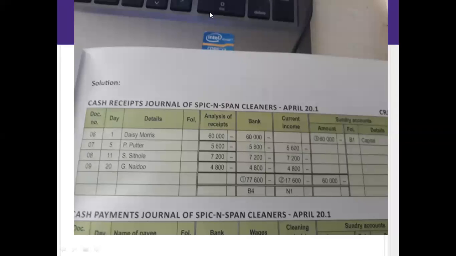So there it is on the 20th. It is now document number or receipt number 09. The name of the person was G. Naidu, 4,800 Rand. And it was for services rendered, so it must go to analysis of receipts, bank, and current income. Again, if it's a services rendered transaction, the amount must be every time in analysis of receipts, bank and current income.